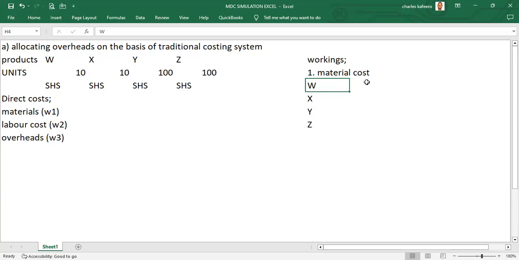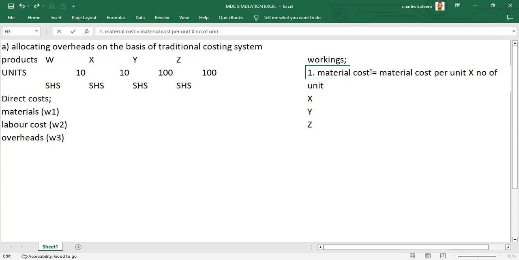So they have told us these material costs, we are going to get it by getting the material cost per unit, and we multiply by the number of units.